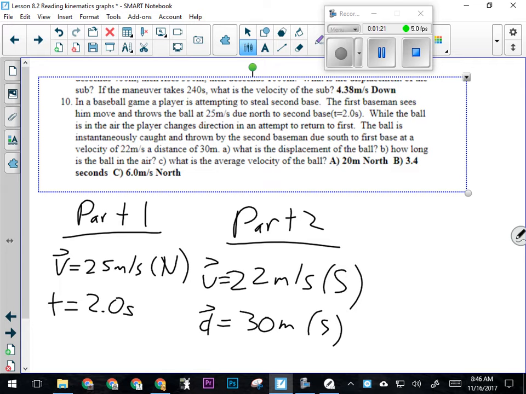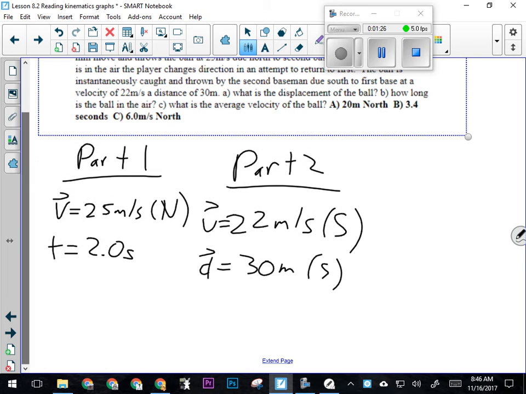What's the displacement of the ball, and how long is the ball in the air? What's the average velocity of the ball? First off, can I find the displacement for part one? Yes, I just have to manipulate for D. D is going to equal V times T, so that'll be 25 times 2, which is 50 meters north. Everybody okay with that?